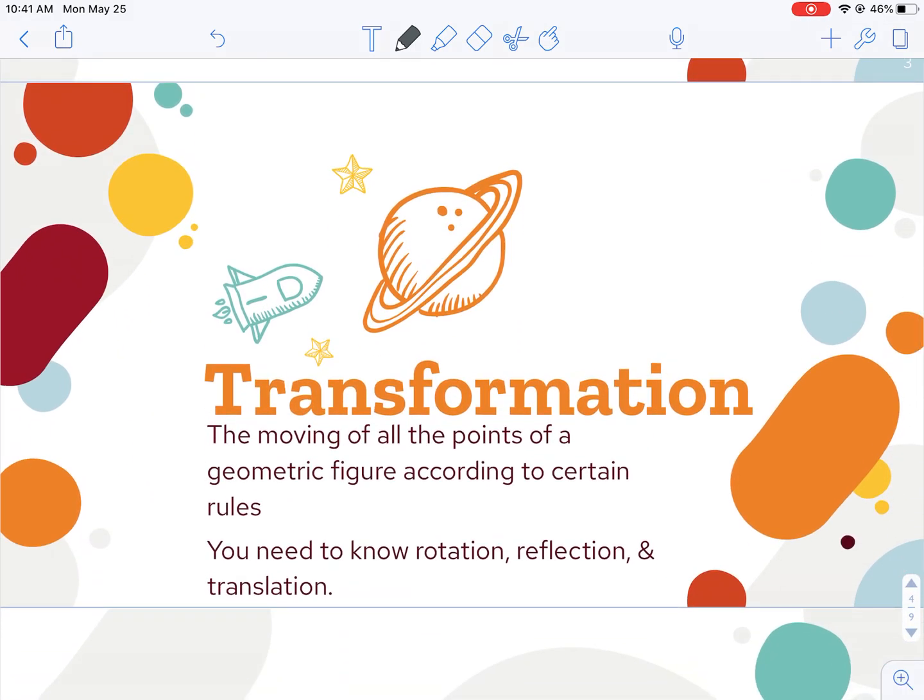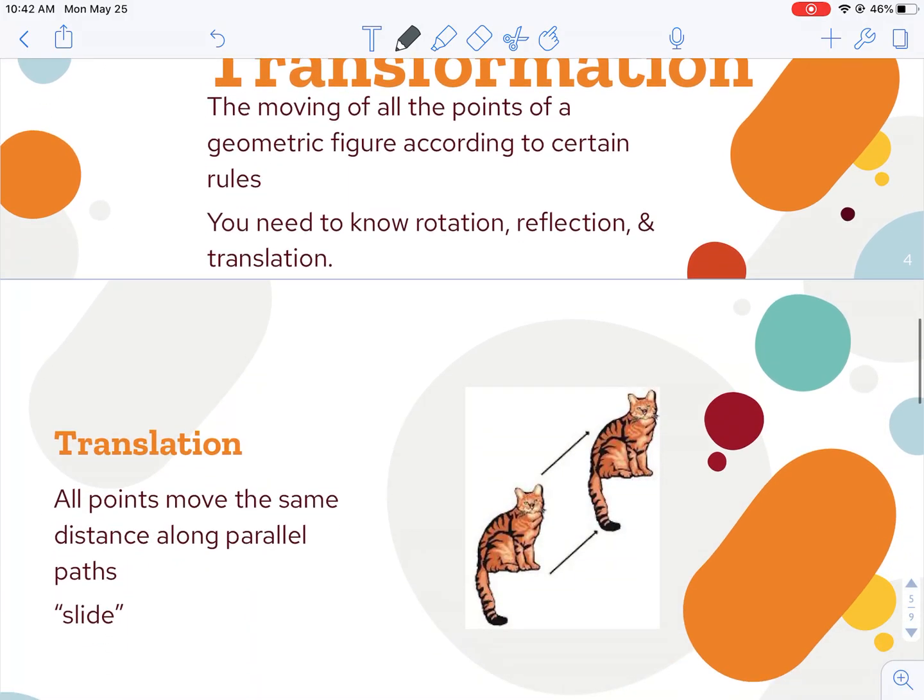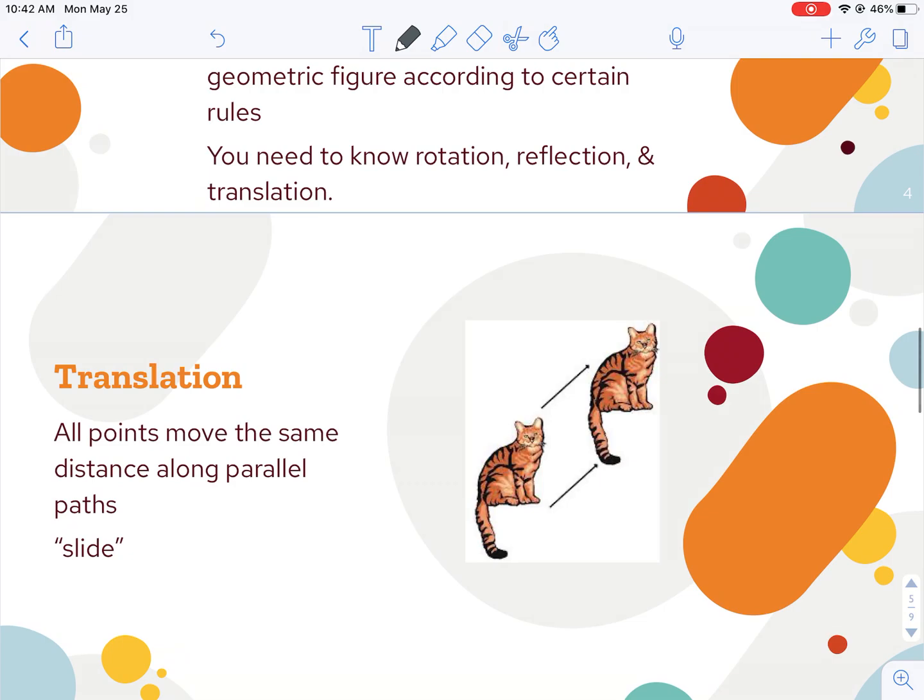Transformations refers to the moving of all of the points according to certain rules, and we will break down those rules tomorrow. For this class, you will need to know rotation, reflection, and translation. Again, you do not need to know stretches and shrinks, although I will touch on them today. So a translation is when you move all the points the same distance along parallel paths. In elementary school, you learned this was a slide. So if you pick up your cat from here and you move him over here, the cat stayed the same, you just scooted him over. That's a translation.